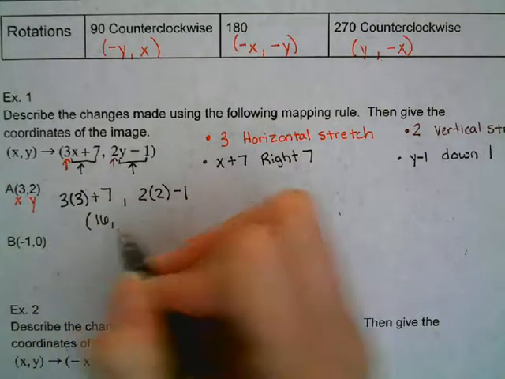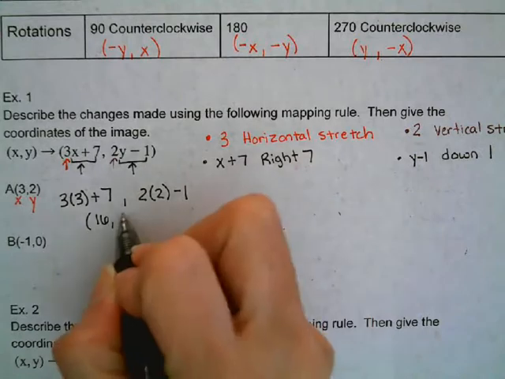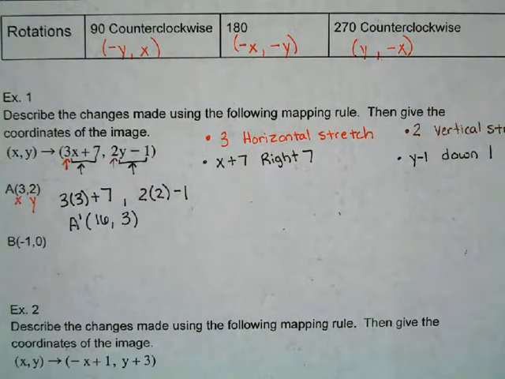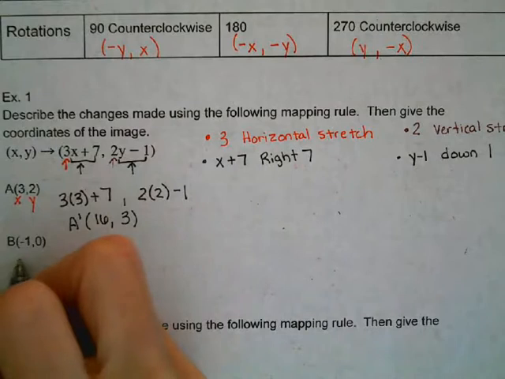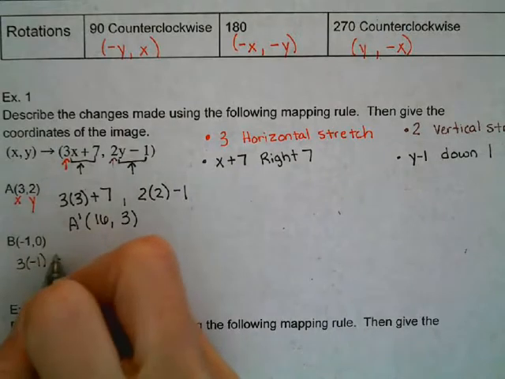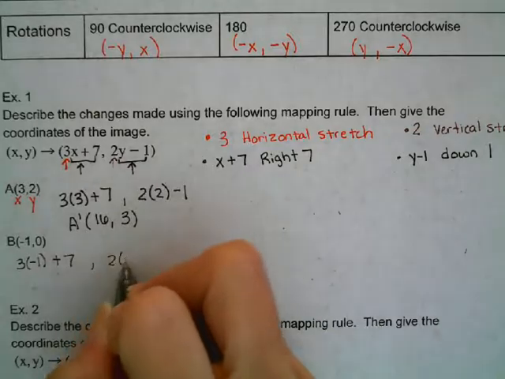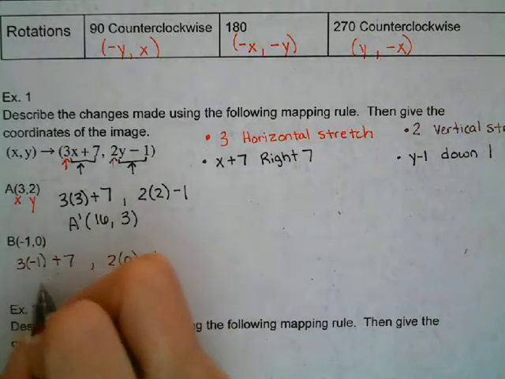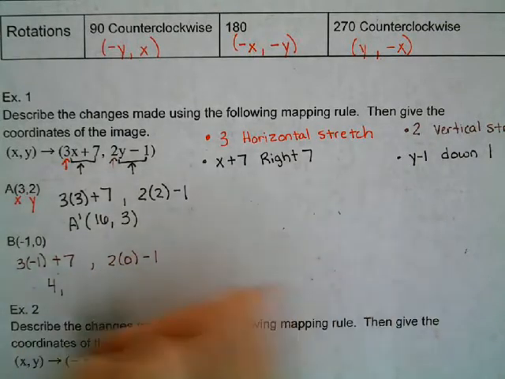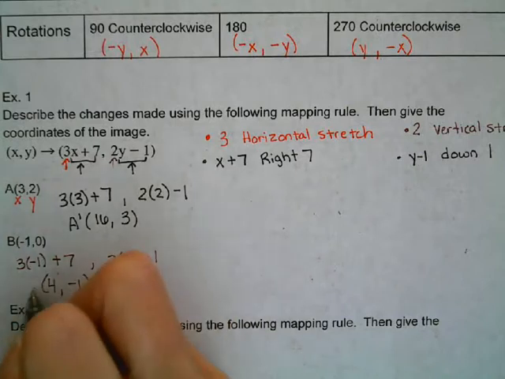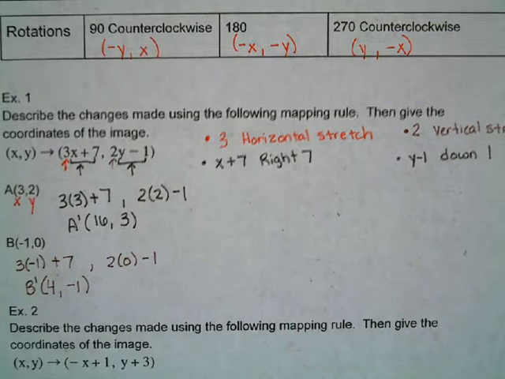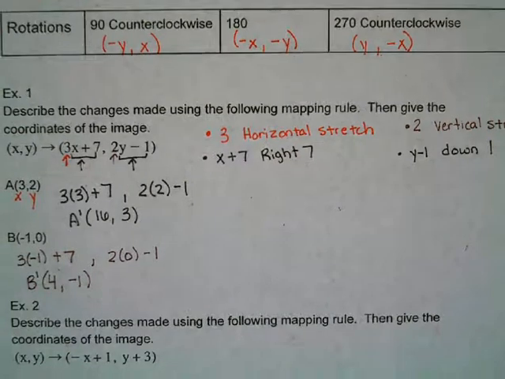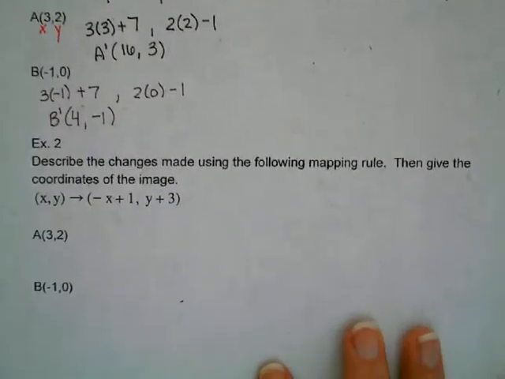So this would be 9 plus 7, which is 16. And 4 minus 1 is 3. So this would be the new image. We'll do the same thing with these numbers. 3 times negative 1 plus 7, comma, 2 times 0 minus 1. Plugging in your x value and your y value. Negative 3 plus 7 is 4. 0 minus 1 is negative 1. So this would be my new b value. So describe it and then find the new ordered pairs.